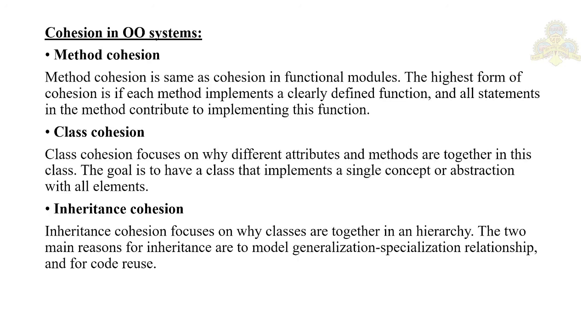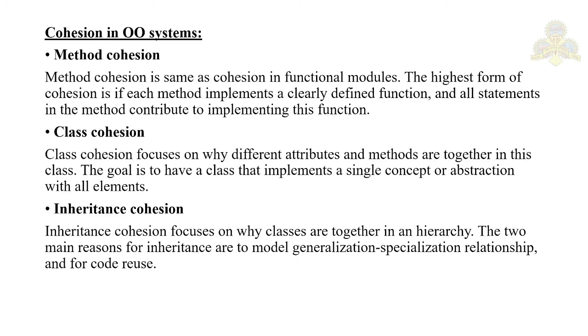Next is class cohesion. It focuses on why different attributes and methods are together in a class. For example, if you have a class called car and you have attributes like car color, car model, car engine, and some different methods, the work of class cohesion is to determine why these different attributes and methods are in a class. The goal is to have a class that implements a single concept or abstraction with all the elements.